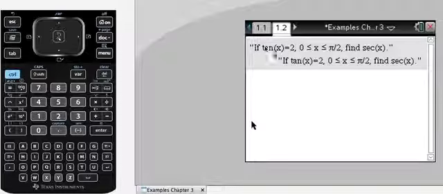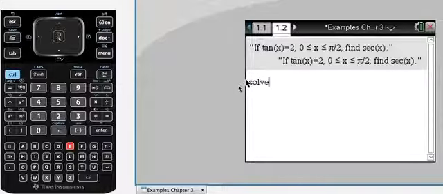So if we've been given this information about tan and we want sec, we've got to figure out what x is. And we can do that either approximately or exactly. So we're going to do that exactly. What we're going to do is just use our solve command, and you can either type the word solve or you can use the little catalogue here and look up solve. I'm just going to type solve, bracket.